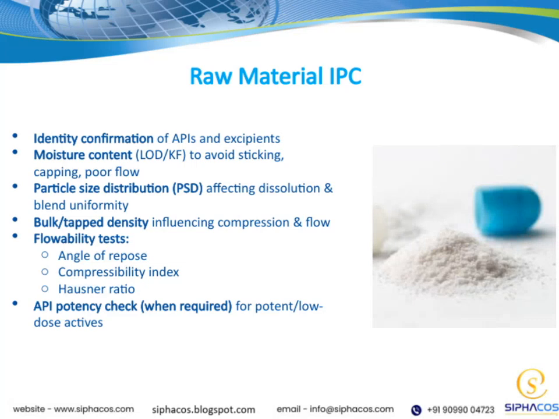Let's start by discussing the importance of confirming the identity of both APIs and excipients. Ensuring we have the correct materials is fundamental to product quality and safety. Next, we look at moisture content, which we measure using loss on drying or Karl Fischer titration. Managing moisture is crucial because too much can cause sticking during processing, capping issues, or poor flow properties, all of which affect our manufacturing efficiency.